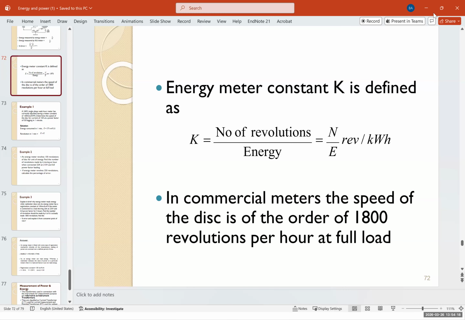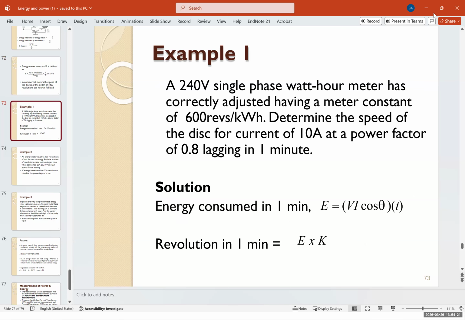Now, example number one: if a 240 volt single phase watt-hour meter is correctly adjusted, having a meter constant of 600 revolutions per kilowatt hour, determine the speed of the disk for currents of 10 amps at a power factor of 0.8 lagging in 1 minute.